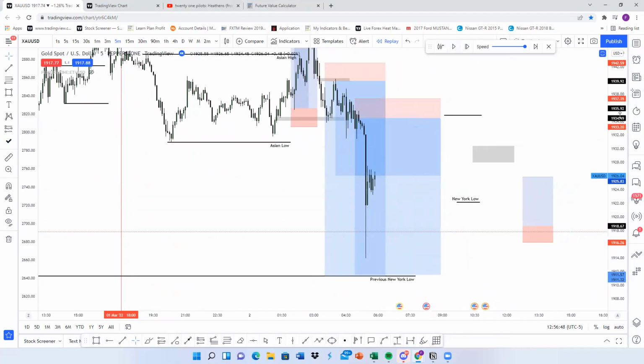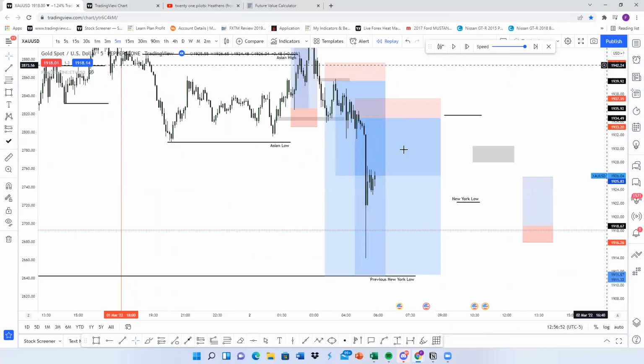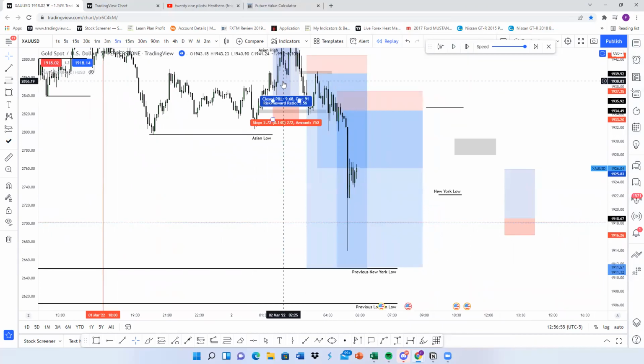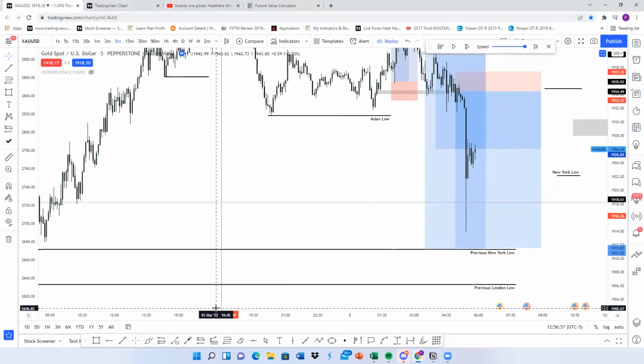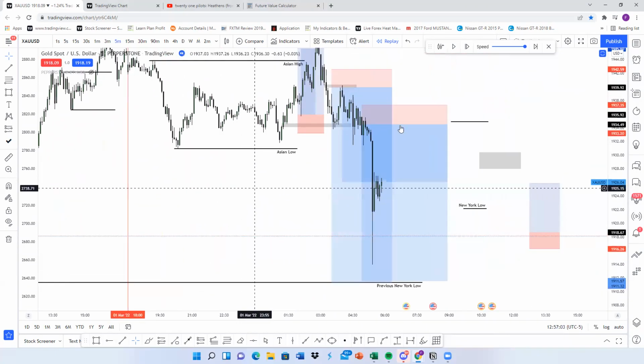I would take partials, obviously, when you see that move. Yeah, all right, so that's that. Then we still did not take out anything of importance, right? Nothing of importance has been taken out, so we are still short biased. Okay, we are still short biased.